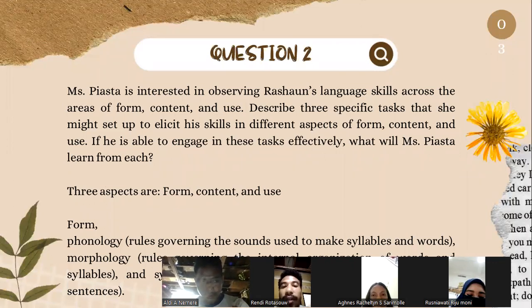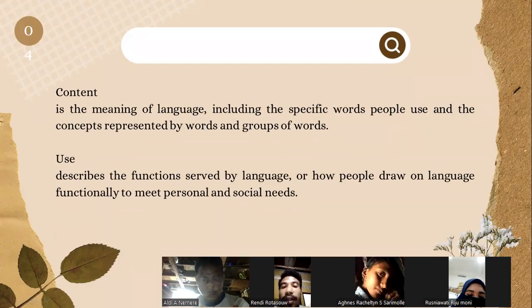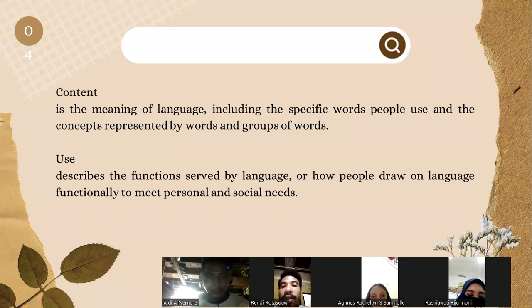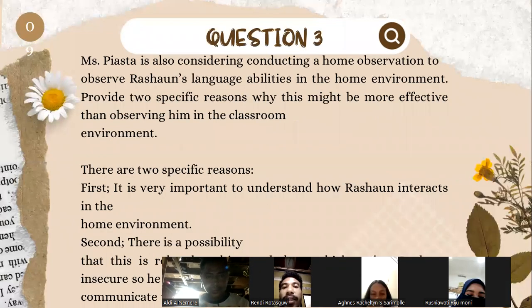The second aspect is content. Content is the meaning words people use and concept represented by words and groups of words. The last aspect is use. Use describes the functions served by language or how people draw on language functionally to meet personal and social needs. Okay, that's all. Next.